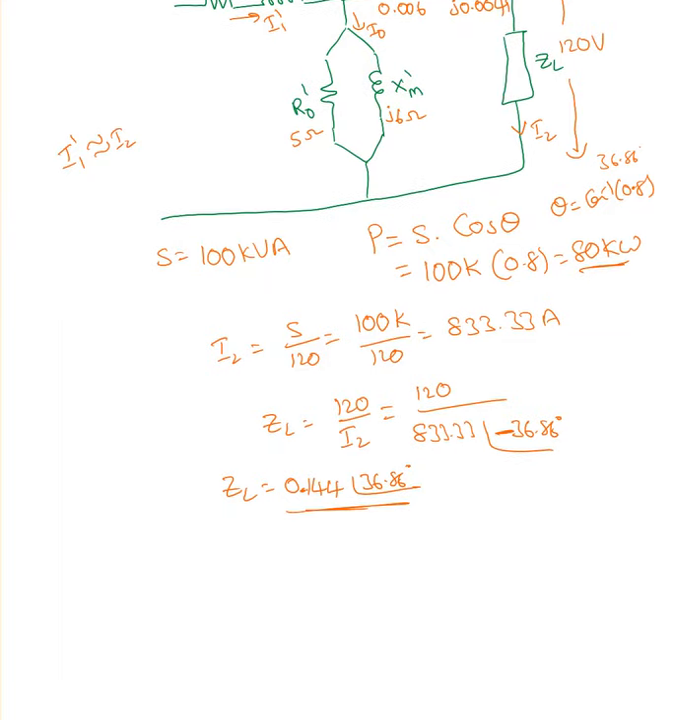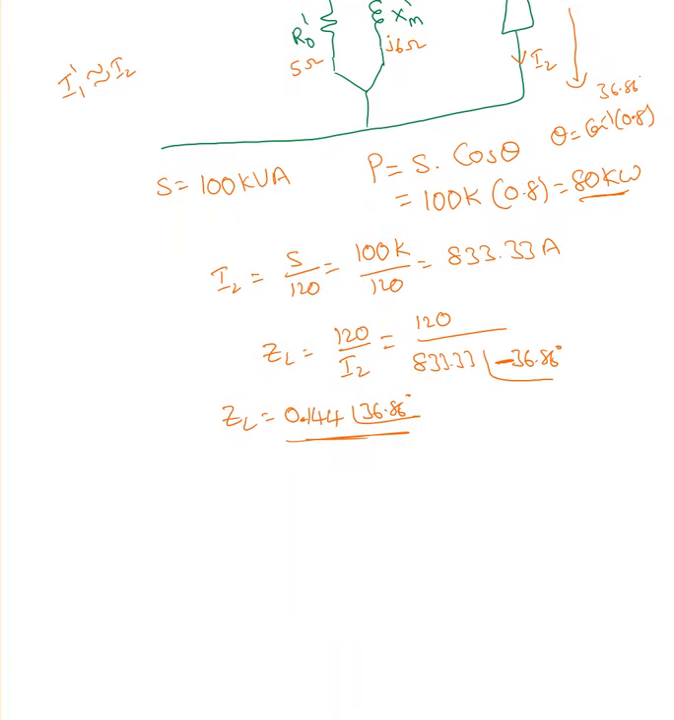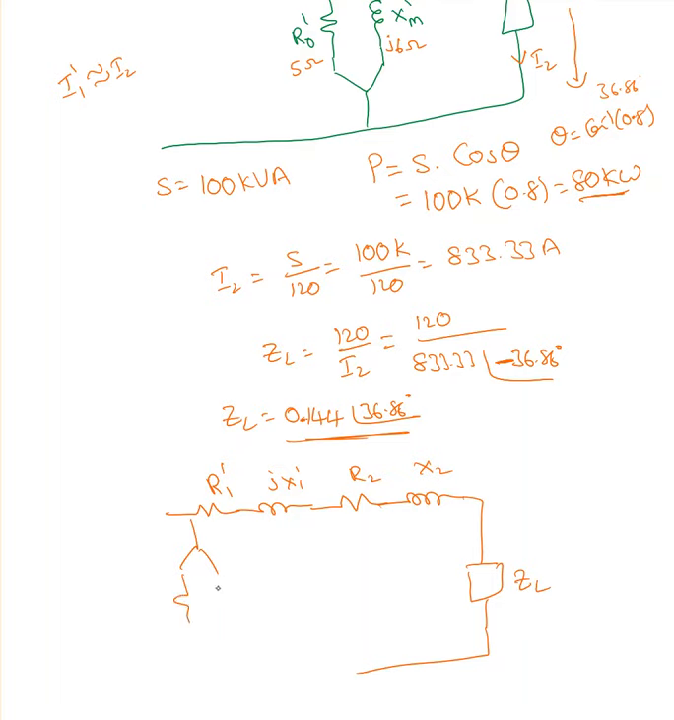So to further simplify, what we can do, since the I0 is very small and I1 is approximately equal to I2, I can move this parallel branch to the other side. That makes our calculations a little bit simple. Okay, so we have R1 prime, jX1 prime, R2 and X2 and ZL. Okay, and at the same time we have R0 prime and X0 prime.